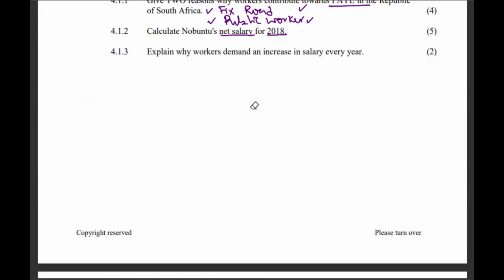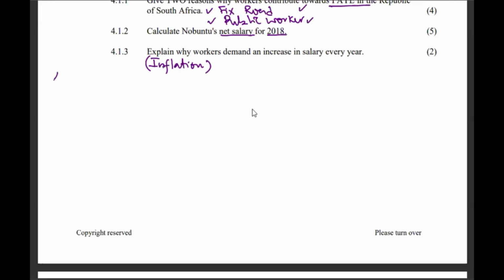Next, they ask us to explain why workers demand an increase in salary every year. Why do people demand an increase in salary every year? Mainly it's due to inflation. Prices go up, and if the salary does not go up, you can't cope with your standard of living. Is it true? Yes.